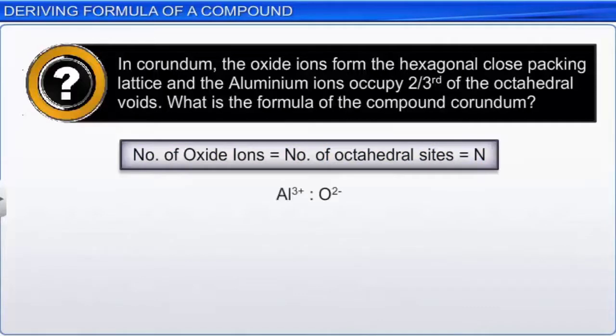But only 2/3 of N octahedral sites are occupied by the aluminium ions. This implies that the ratio of aluminium ions to the oxide ions in the lattice is 2/3:1. Thus, the whole number ratio of aluminium ions to the oxide ions is 2:3. The formula of corundum therefore becomes Al2O3. Let us solve one more problem.